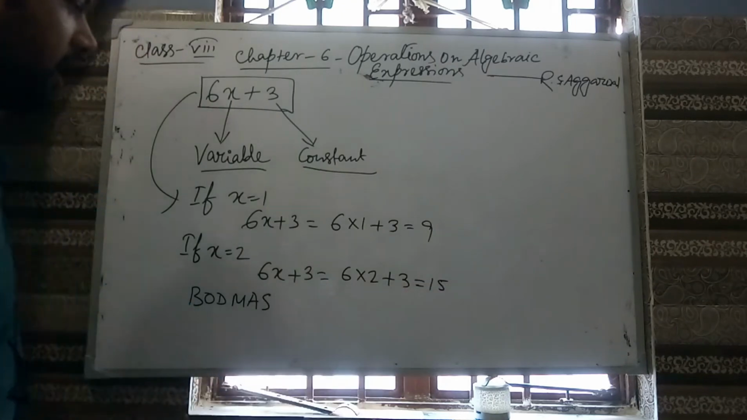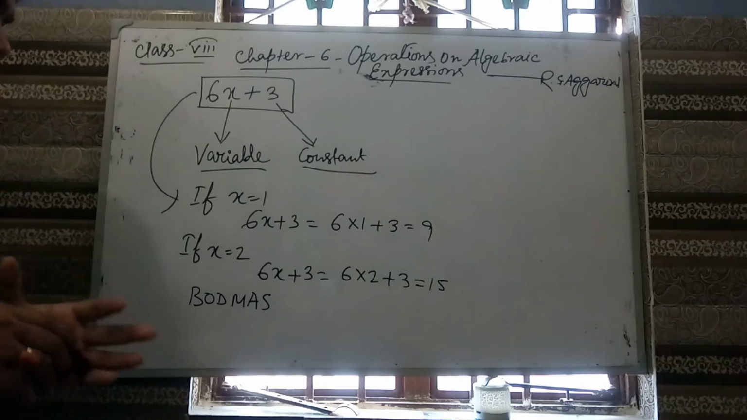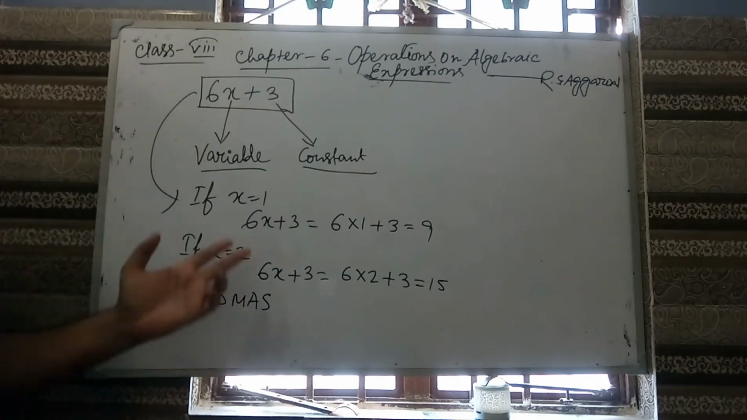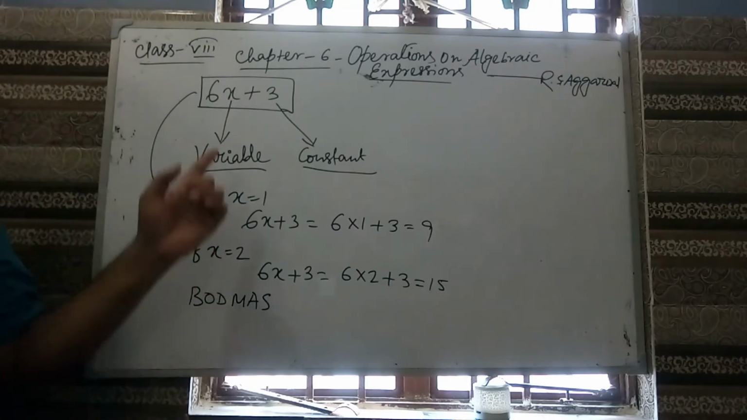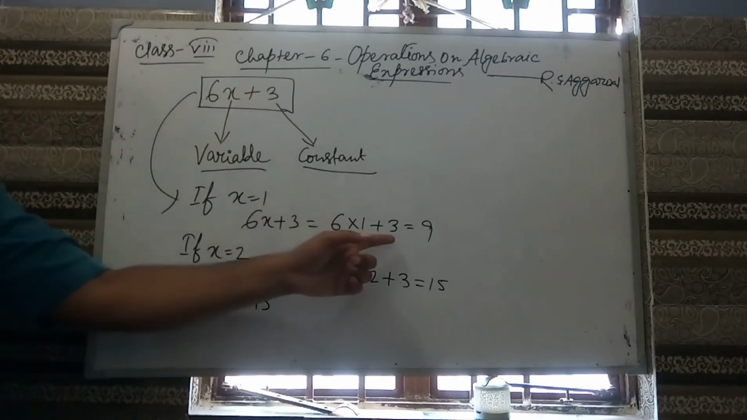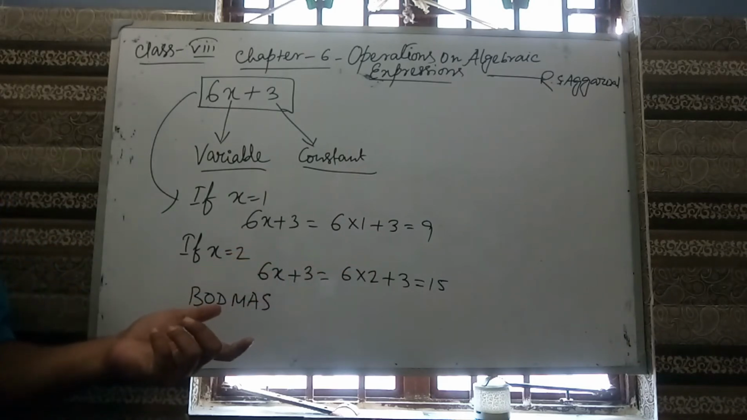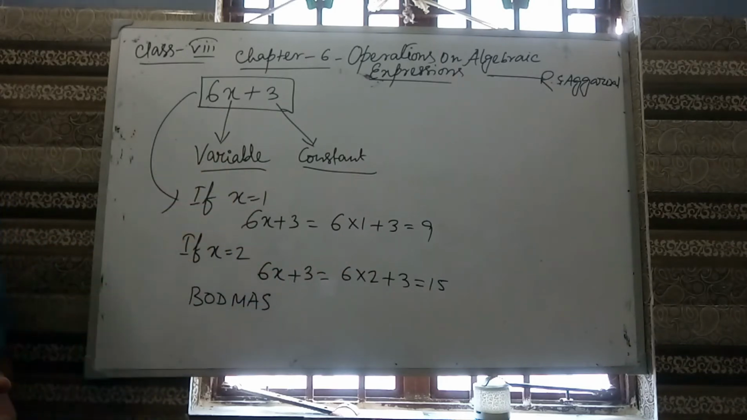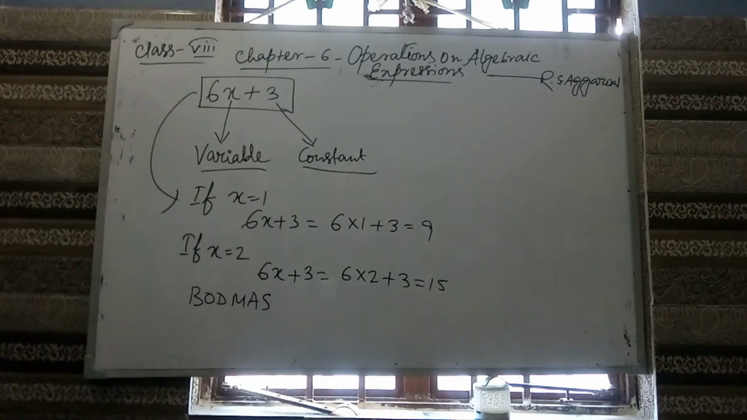So you observe that by changing the value of the variable x, we get different values of the expression. So that's why this x is called variable. And plus 3 is constant. Here the value of 3 is 3. Here also the value of 3 is 3. There is no change in the value of 3. So this is an example of an algebraic expression.